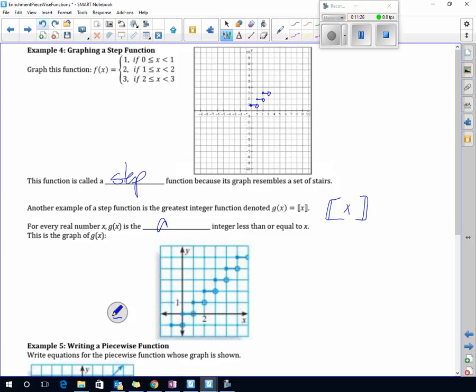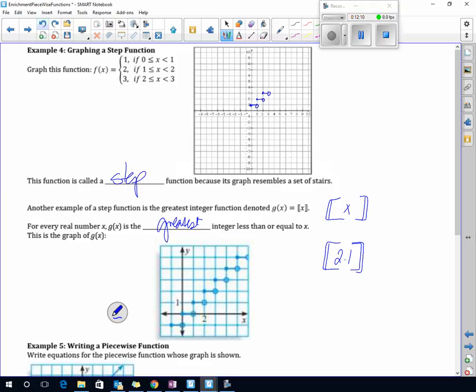So if I said, what is the greatest integer of 2.1, where would 2.1 be on my step? It'd be right here, right? It would be right here. So what would it equal then? 3. You see? Where's 2.1 in my x? Right there. So it would be, oh, that's 2. Sorry about that. It would equal 2. I said that totally wrong, didn't I?